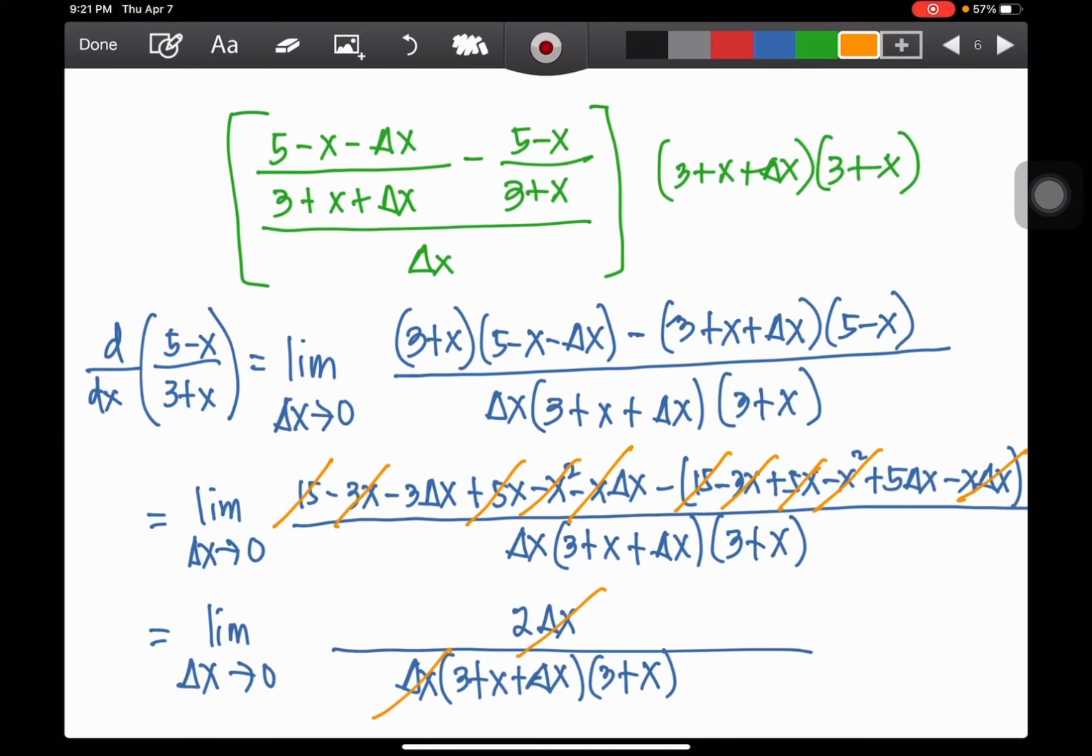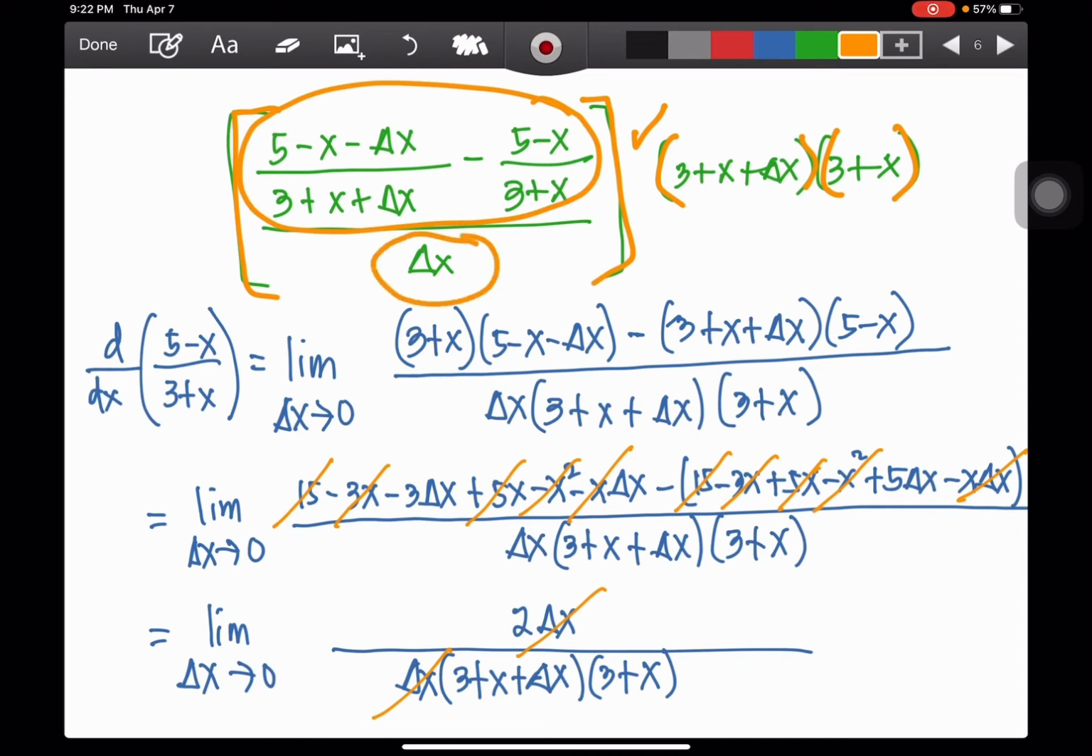Now if you recall in your algebra, we can multiply the complex fraction here by the LCD of the denominators of the grand numerator. This is our grand numerator and this is our grand denominator. So that our grand numerator will have only one fraction, we multiply both the grand numerator and the grand denominator by the LCD.